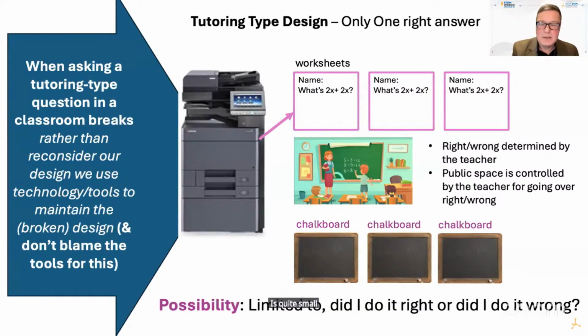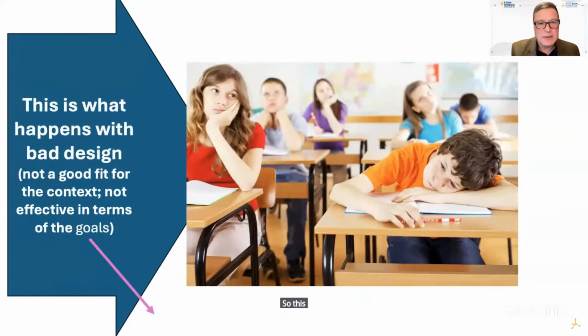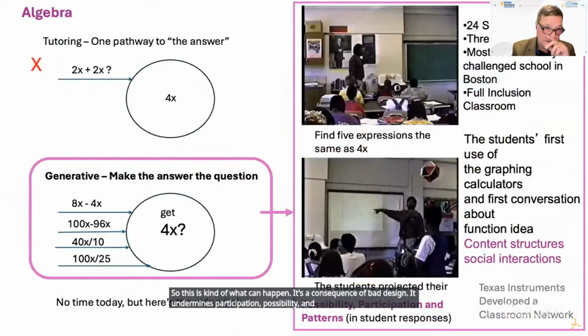And the question the kids always ask is, did I get it right or did I get it wrong? So this is kind of what can happen. It's a consequence of bad design. It undermines participation, possibility, and a focus on patterns.